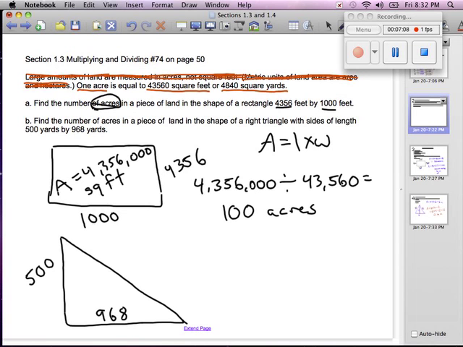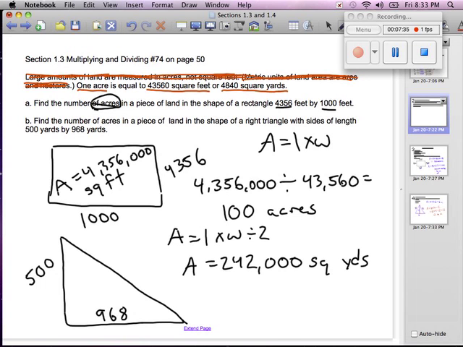And the area of a triangle is length times width divided by 2. So we have 500 times 968 divided by 2. And that equals 242,000 square yards. Did we answer the question?